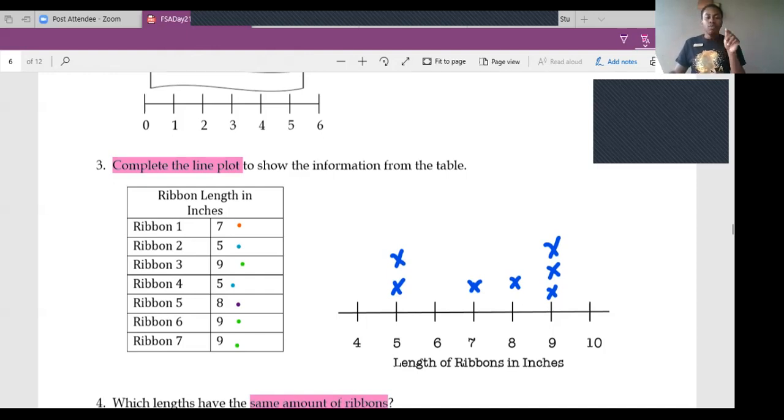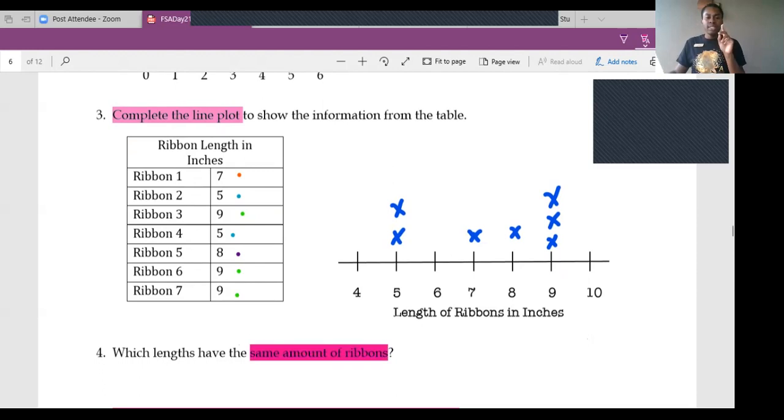Okay. Ribbon 3, there's 9 inches. So we need to look and see in the rest of our data table if there's any other 9s. In ribbon 6, I see another 9. And then in ribbon 7, there's another 9. So how many total 9s do we have? 3. So above 9 on the number line, there should be 3 X's. Next one, when we're taking a look at ribbon 5 and it says 8, we know that there is 1 8 because we don't see any more 8. So above 8 on the number line should be 1 X. And that's how we make our line plot.